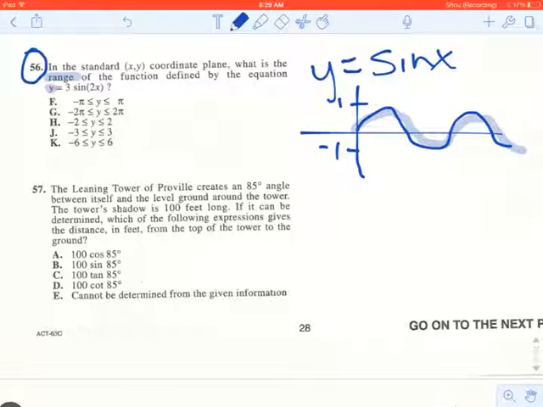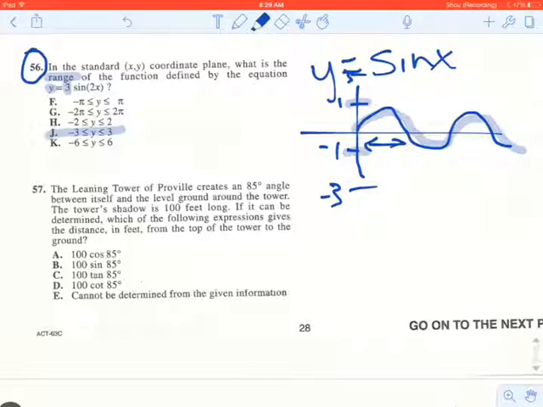That's our range. The 2 next to that x will just stretch our wavelength, but it won't really affect our height. The only thing that affects the height is this 3, right? Because we take our sine of x and then we multiply it by 3 before we get our y. So what used to be 1 and -1 now gets multiplied by 3. So it's going to stretch from 3 now to -3. So the answer that we want is J, where y is between -3 and 3.